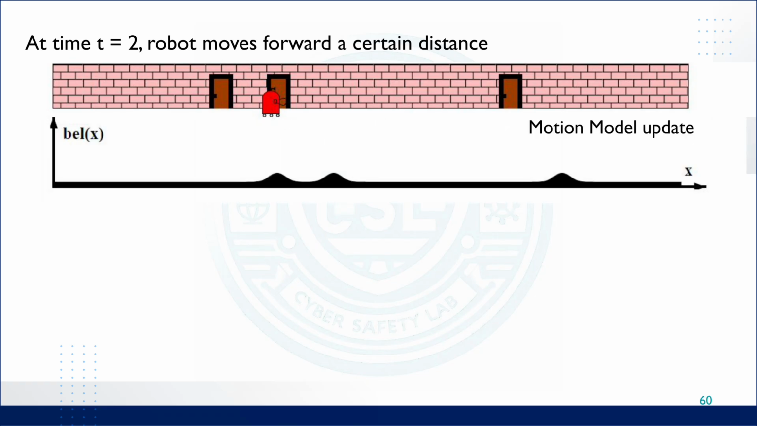Here you can see the motion update more clearly. The robot moved forward, so all 3 belief peaks also move forward. Because of uncertainty in motion, each peak becomes slightly wider and flatter. We are now more uncertain than before about the exact position. This motion update gives us a prior belief for the next sensor measurement.